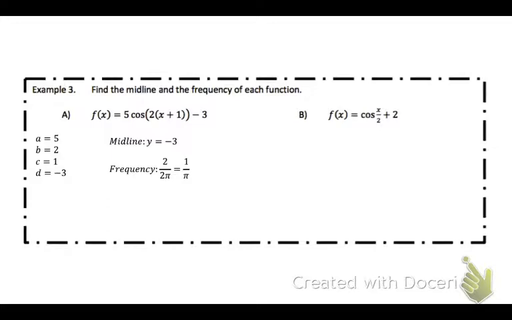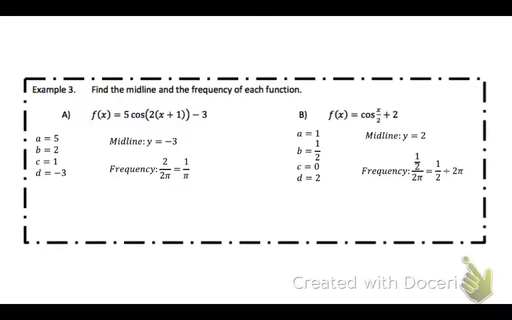Okay, for example B, let's label A, B, C, and D. So A is 1, B is 1/2, there isn't a C, and D is 2. So my midline is y equals D, which is y equals 2. And my frequency is B over 2 pi, which is 1/2 over 2 pi.